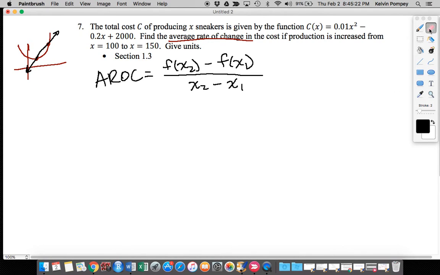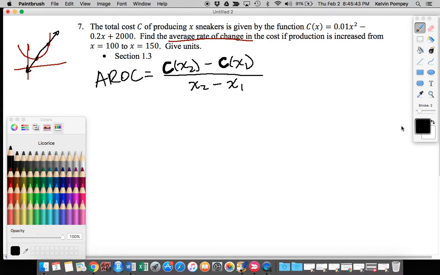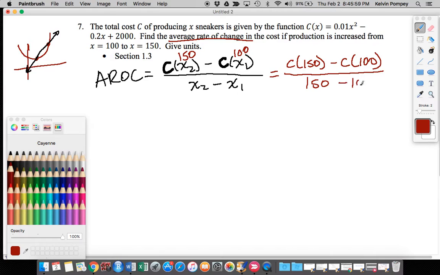Now, if I wanted to be very particular here, I can use this in terms of C, which is the variable our y values are given in terms of. So I can put C here instead of f. And I'll just go ahead and do that. So C of that stuff. All right. And so my x2 is that 150 here. So this will be replaced by 150, and then x1 will be replaced by 100. And so I'm going to get C of 150 minus C of 100 all over 150 minus 100.